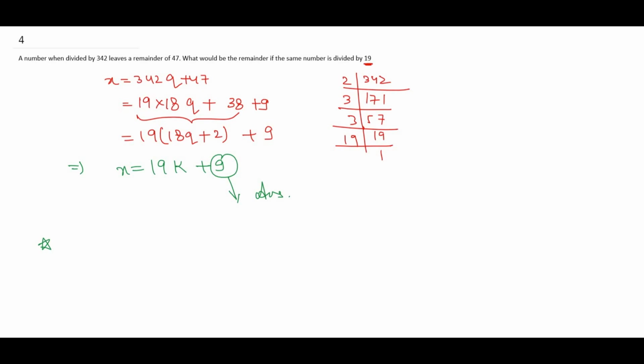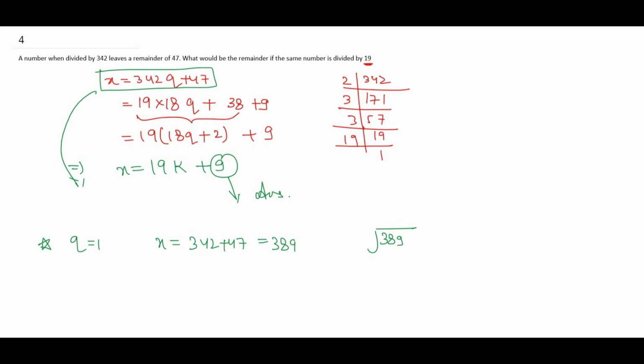We could have also done it like in this equation. Just put q equal to 1. So x is equal to 342 plus 47, which is equal to 389. When you divide 389 by 19, you will get the remainder 9.